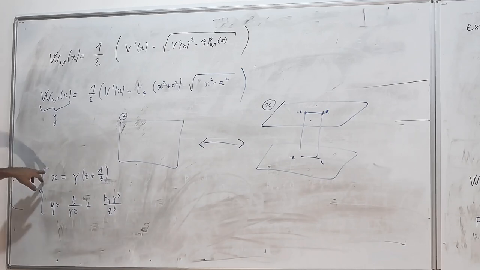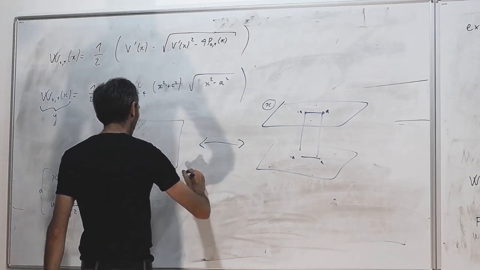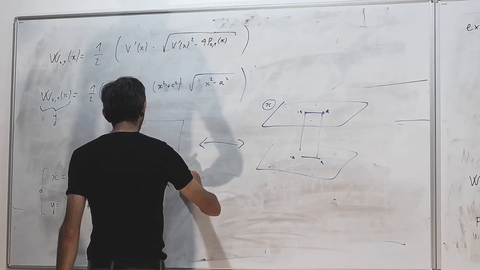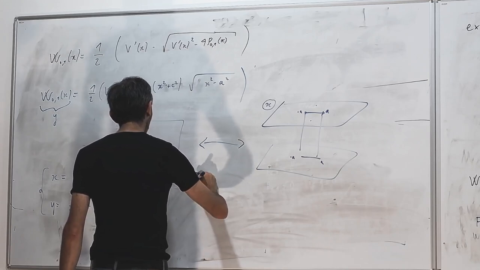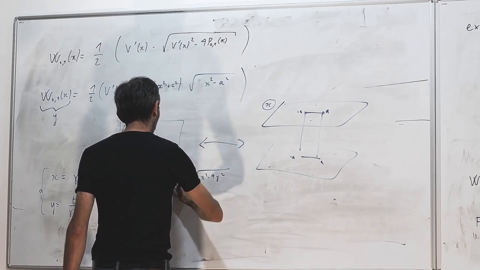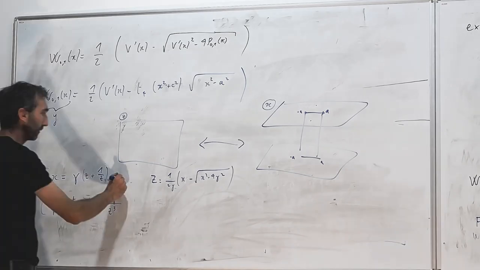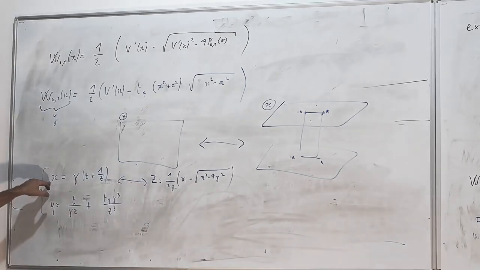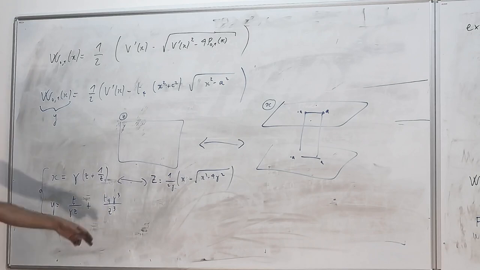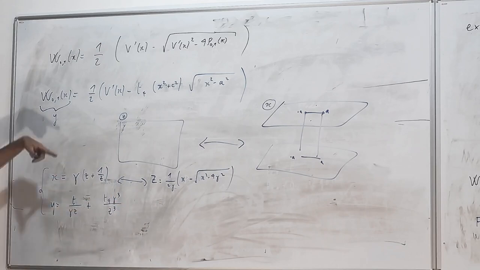Or if you want, gamma z will be one half of x minus square root of x squared minus 4 gamma squared, and I think it's 2 gamma. So I mean, this is the reciprocal transformation, so finding x from z or finding z from x, and you have two possible signs that correspond to the two sheets. And now you plug that here, and you will find that.